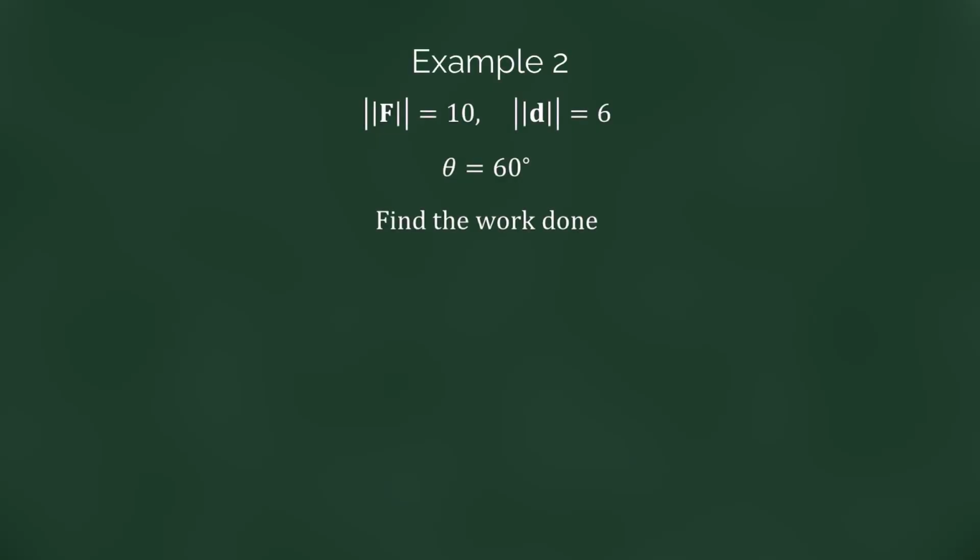Let's try another one. This time we don't know the components of our vectors, but instead we know that the magnitude of our force is 10. The magnitude of our direction is 6. We can go ahead and assume again that those are measured in newtons and in meters. And the angle between our force and our direction is 60 degrees. The work done is going to be, this time, the magnitude of F times the magnitude of D times the cosine of the angle between them.